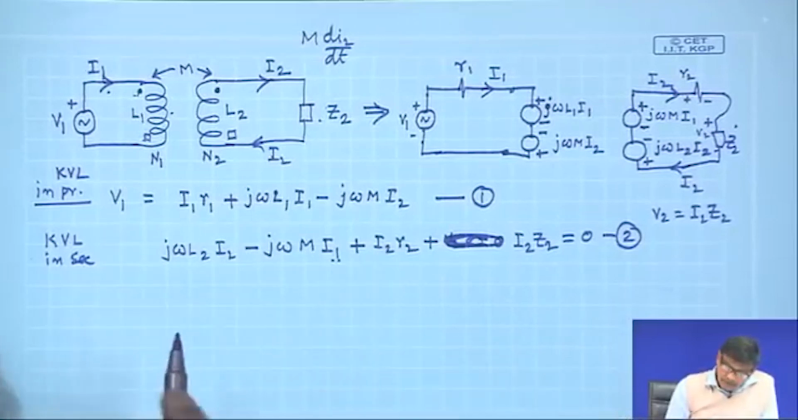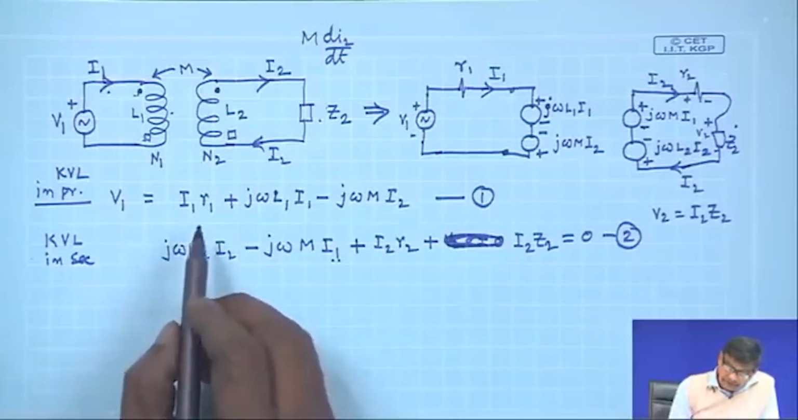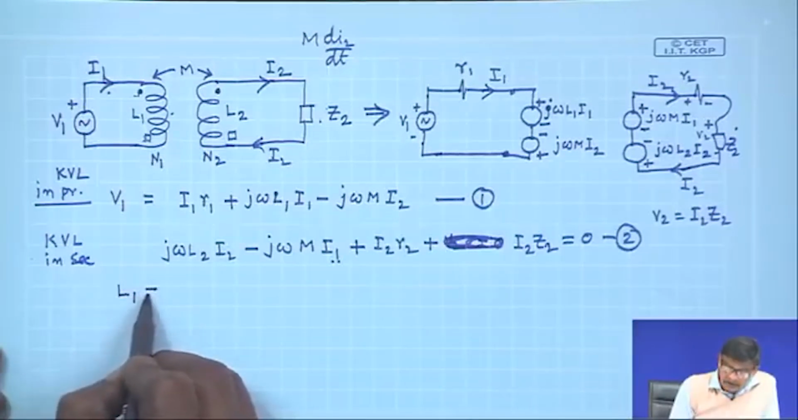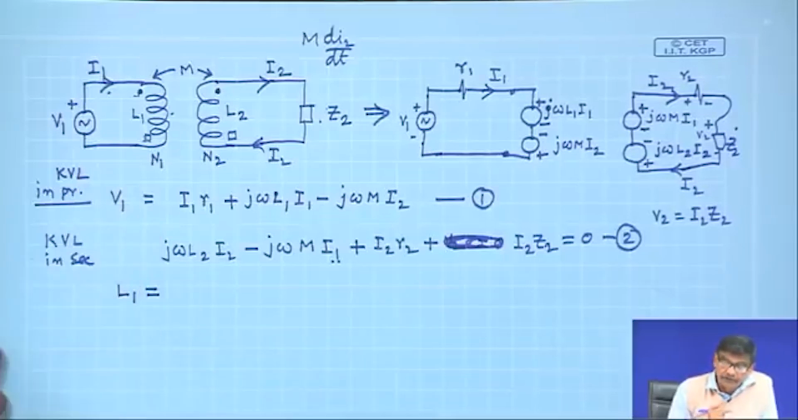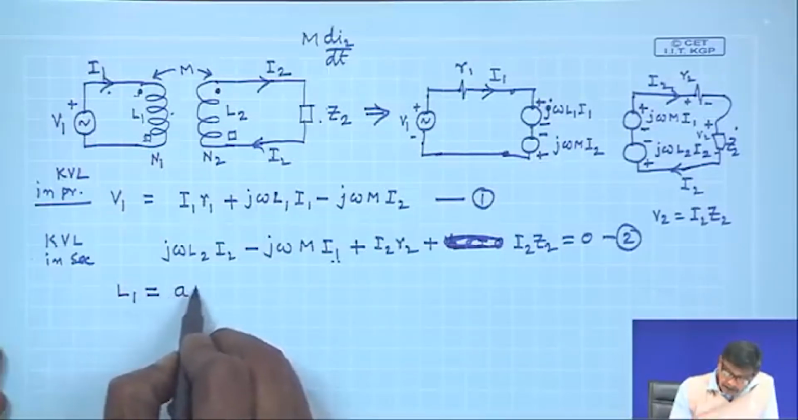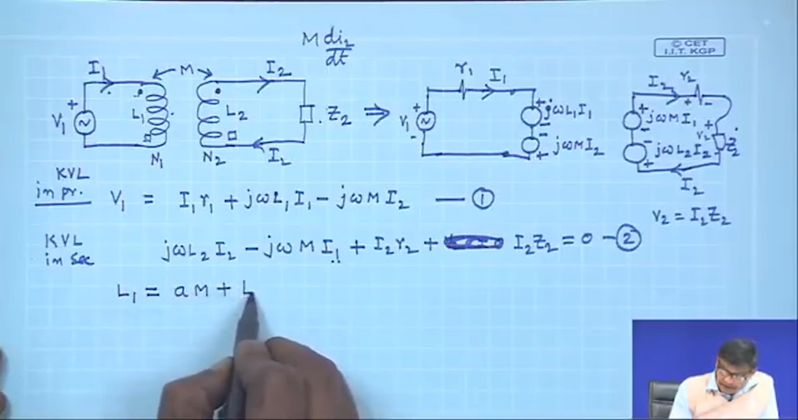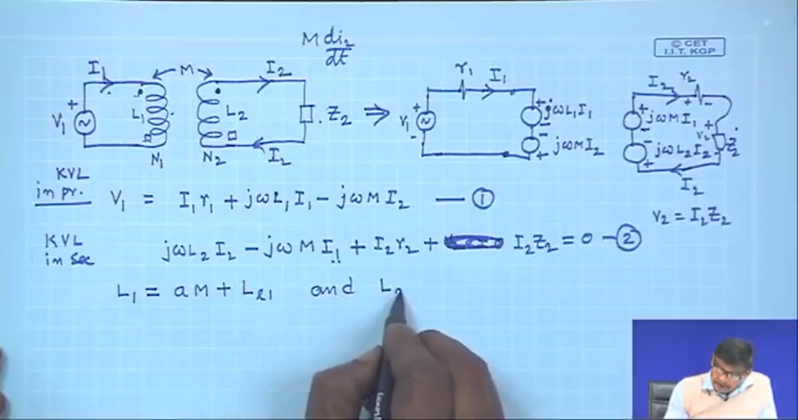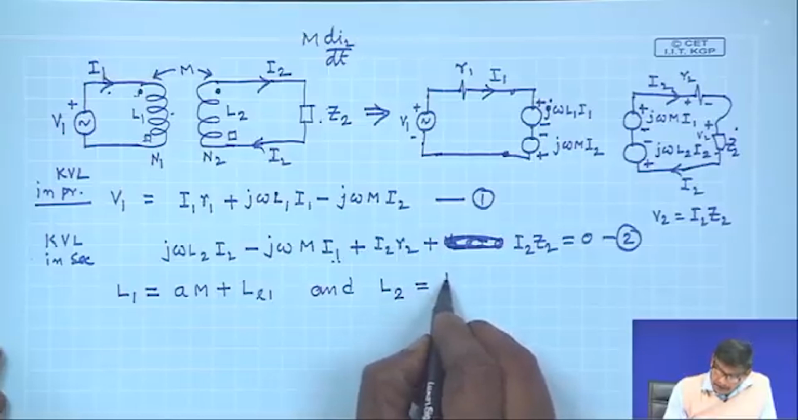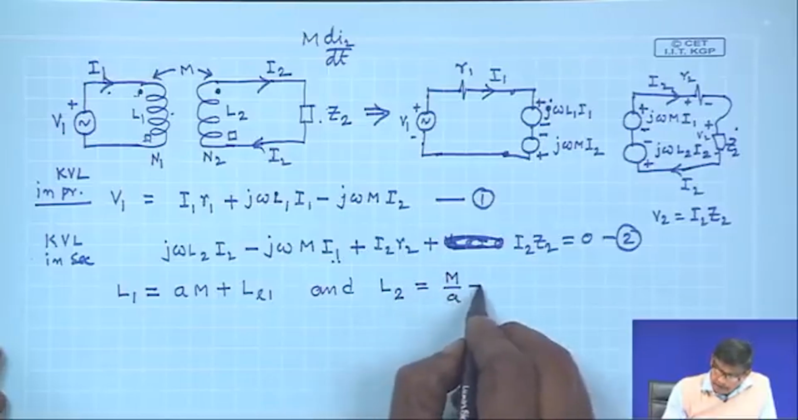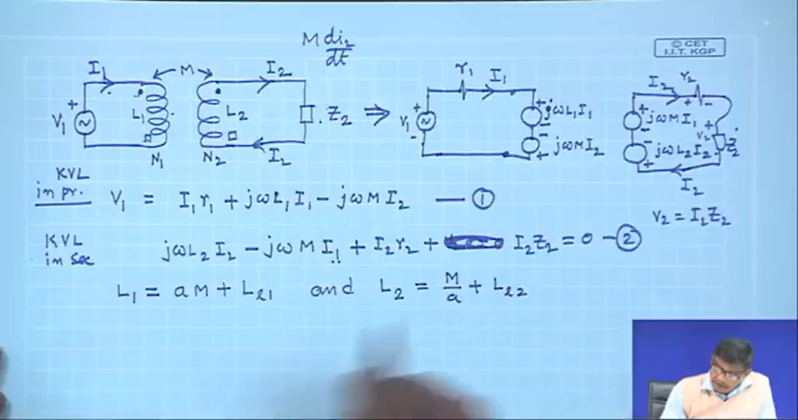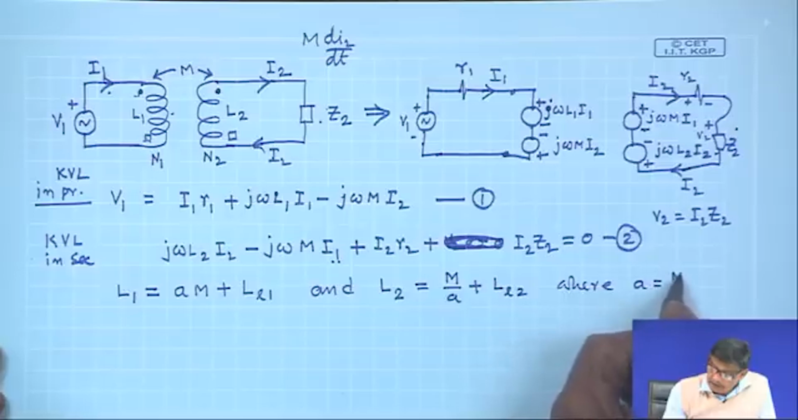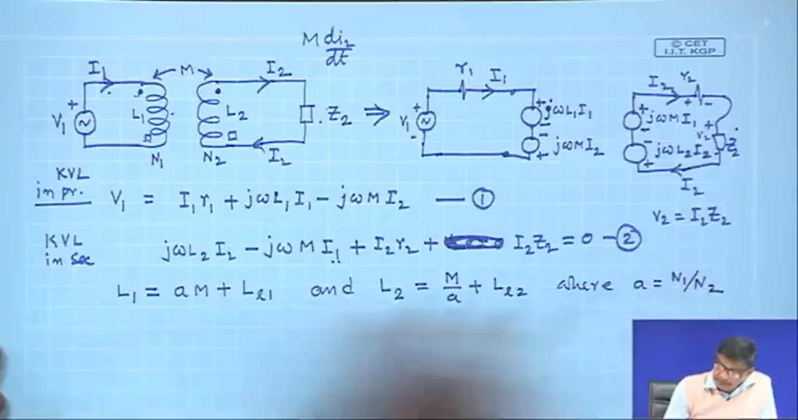Now, we will use this knowledge that in our last lecture we have found out that L 1 is equal to A M plus L L 1, and L 2 is equal to M by A plus L L 2, where A is equal to N 1 by N 2, is not? This is the thing.